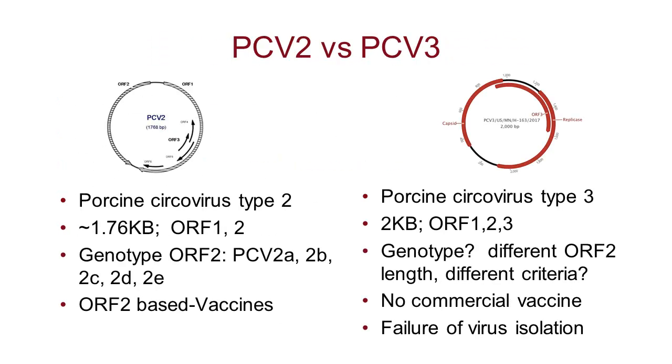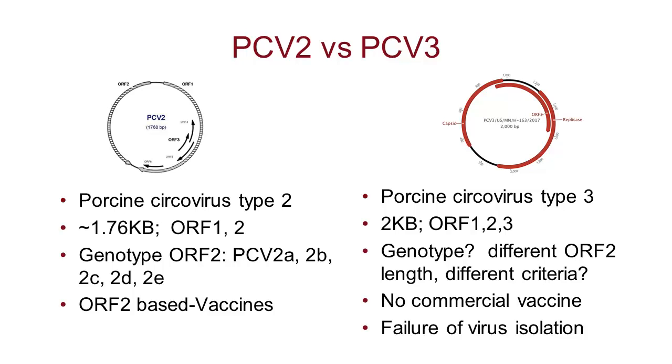So when we studied the PCV3, we were always asked, what's the difference between the PCV2 and the PCV3? So genetically, they are all single-strand circular DNA, and the PCV2 has about 1.76 kilobase with two major open reading frames. ORF1 encodes replicase, and ORF2 encodes capsid. And based on the ORF2 gene, which encodes capsid, the PCV2 can be classified into 5 different genotypes from PCV2a to PCV2e. And also, we have lots of commercial vaccines for the PCV2 right now.